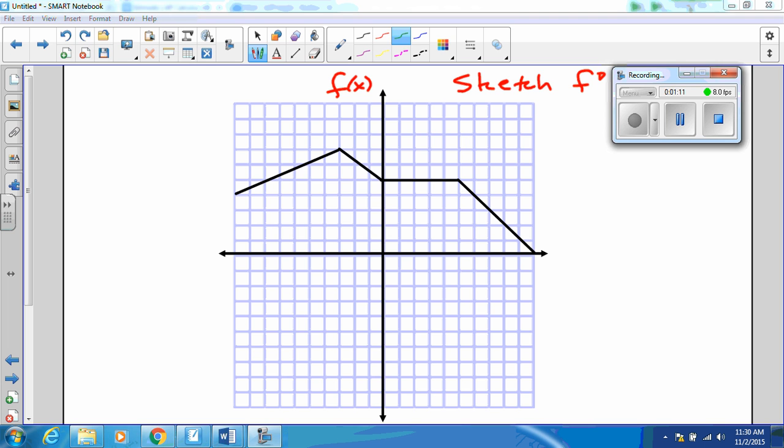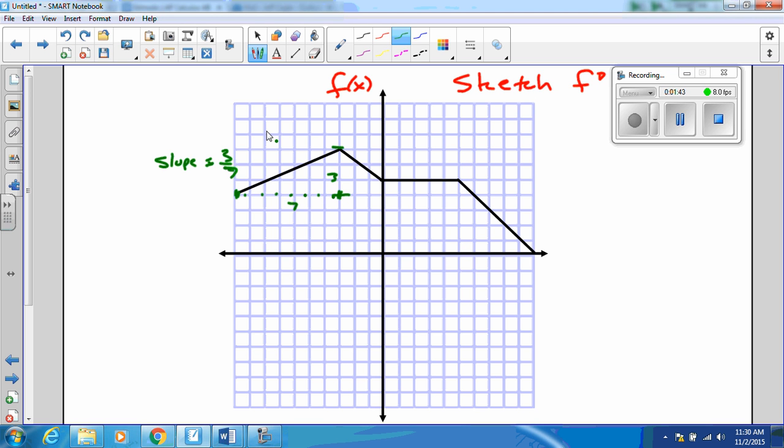Let's start with the first piece right here. This piece is a straight line. What do you know about straight lines? They have constant slope. What is the slope of this line? That's not too hard to figure. Let's count it. We've got 3 up, and we've got 1, 2, 3, 4, 5, 6, 7. So a little bit less than 1 over 2 is my slope right here. So this slope is 3/7. Positive or negative? Positive, because the line's going up here.